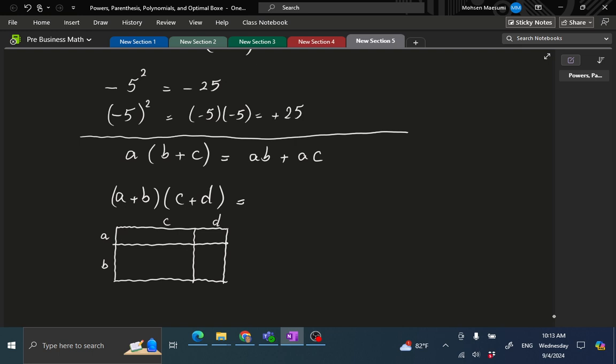But there's also another way of finding it out, which is finding each of these pieces and then adding them up. So if I have A and C, this area will be AC. This one will be AD. This one is going to be BC, and this one is going to be BD. So this area is made out of these 4 pieces. I write it AC plus AD plus BC plus BD.